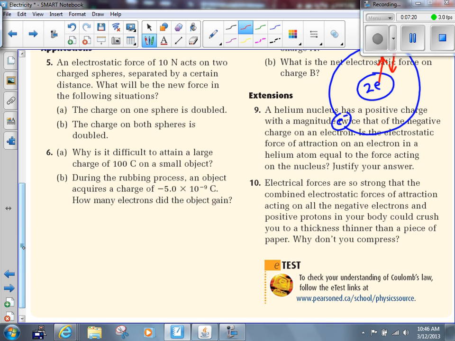All right, good. And finally, question number 10 says, electrical forces are so strong that the combined electrostatic forces of attraction acting on all the negative electrons and positive protons in your body could crush you to a thickness thinner than a piece of paper. Why don't you compress? This is a hard question, but yet an easy question at the same time. It's almost an oxymoron. We can have a little bit of trouble with this question, but when we get the insight that we need, it's all of a sudden a ridiculously easy question.